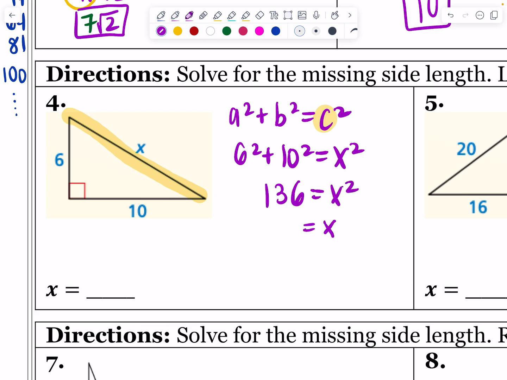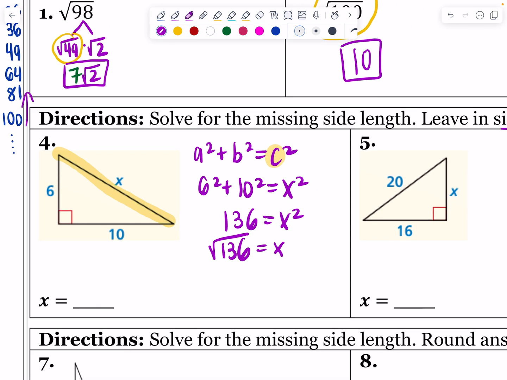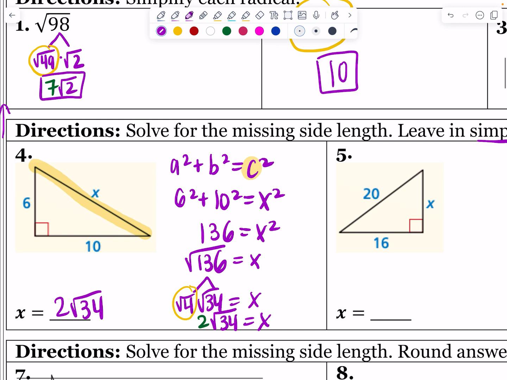So x is going to be the square root of 136. So take the square root of both sides. That is a decimal, and so what we need to do is see, are there any perfect square factors that I can take out? I'm going to go up this list again. My first perfect square factor is going to be 4. I can break that down into root 4 times root 34 equals x. And so what is the square root of 4? Since that is perfect, that's in my list. That is going to give me 2 root 34. 2 root 34 is my final answer for x. So 2 root 34 is that answer in simplest radical form.